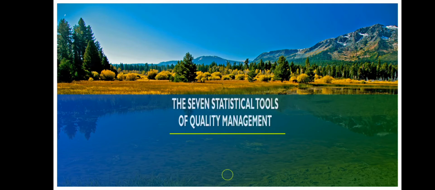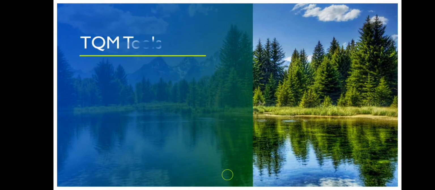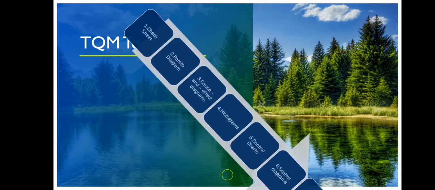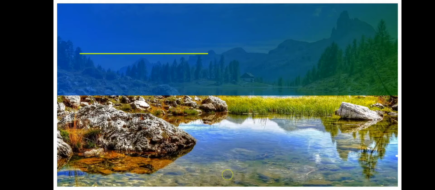The 7 statistical tools of quality management. The first one is check sheet. The second one is Pareto diagram. The third one is cause and effect diagram. The fourth one is histogram, and the fifth one is control chart. The sixth one is scatter diagram, and the seventh one is flow chart. Let's go to the first one.